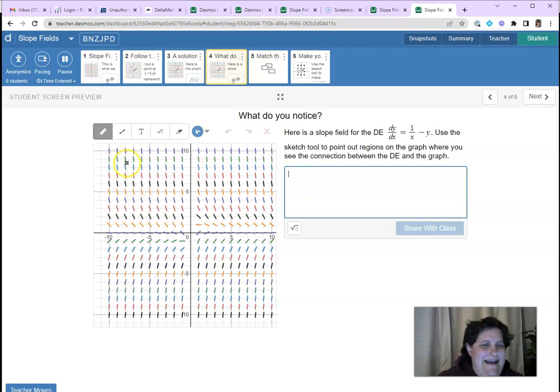This one, you're not going to be able to separate and do this on your own. Like, you're just not. Because of the minus y, you can't separate the variables on this, right? But basically, use the sketch tool to point out regions where you see a connection between the differential and the graph.